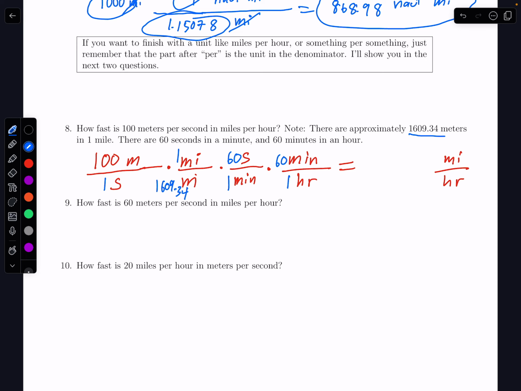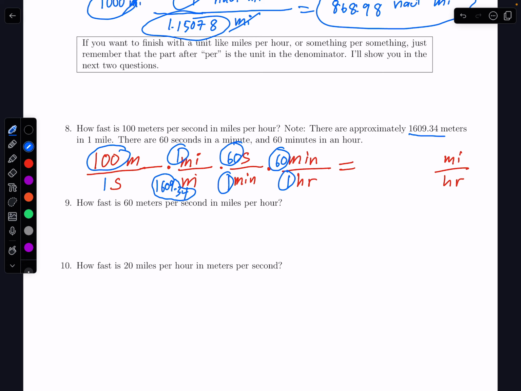So what I do with my numbers, it's going to be 100 times 1 times 60 times 60 divided by 1609.34 divided by 1 divided by 1. I'm going to plug those things into my calculator. So once again, just multiply the ones on the top, divide by the things on the bottom. 100 times 1 times 60 times 60.